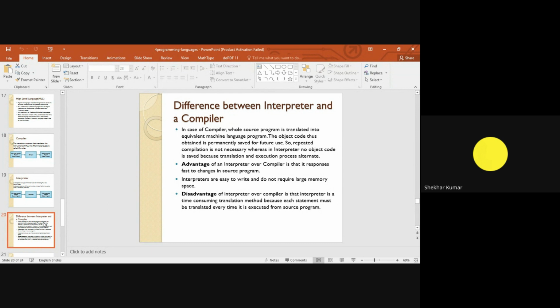So the advantage of an interpreter over a compiler is that it responds fast to changes in the source program. And interpreters are easy to write and do not require large memory space, because it is performing a task line by line. It means it is performing a very small instruction set and doesn't require much space. But the disadvantage is a time-consuming translation method, because each statement must be translated every time. This is the difference between your compiler and interpreter.